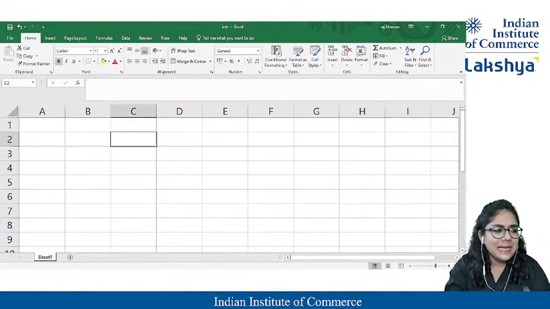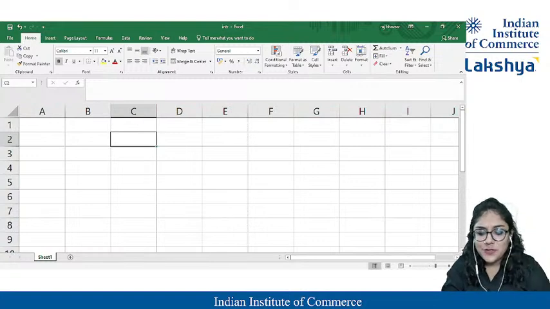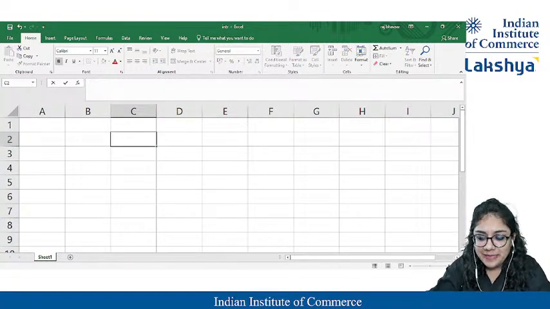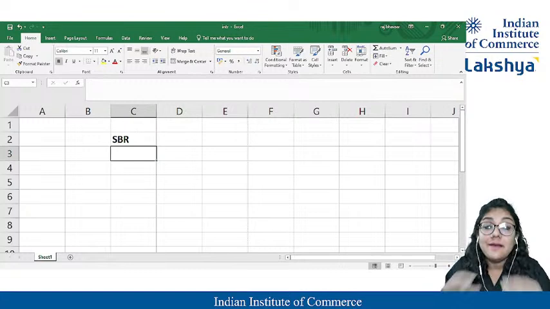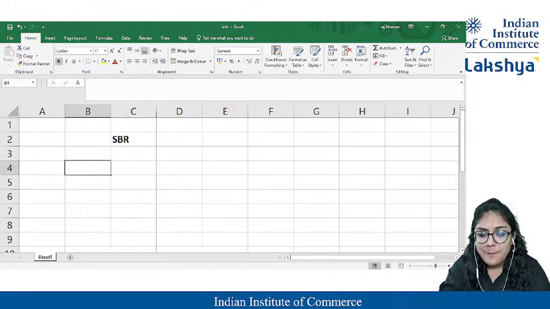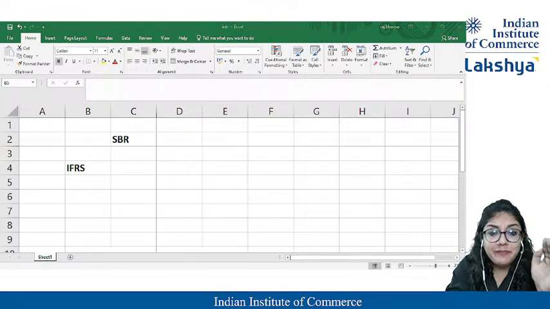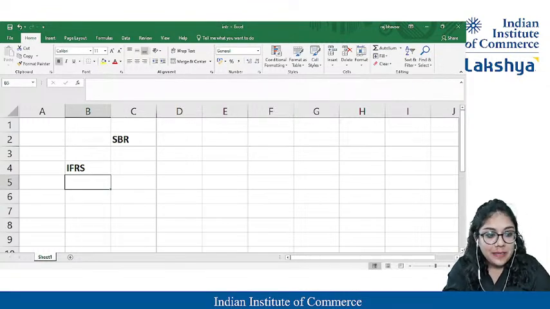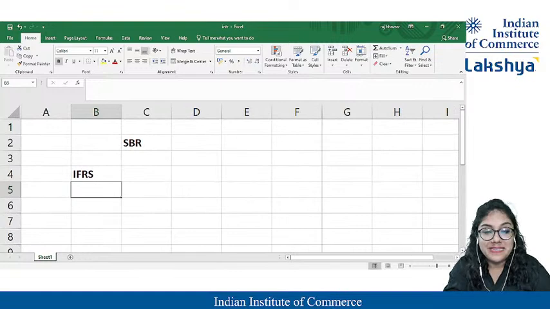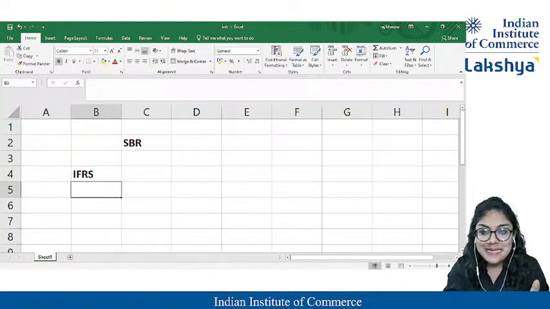So we are well aware of what is SBR. The word SBR means strategic business reporting, where we are going to learn many IFRS. If I break out the word IFRS, what is IFRS? You will be telling, ma'am, we know the full form, that is International Financial Reporting Standards.